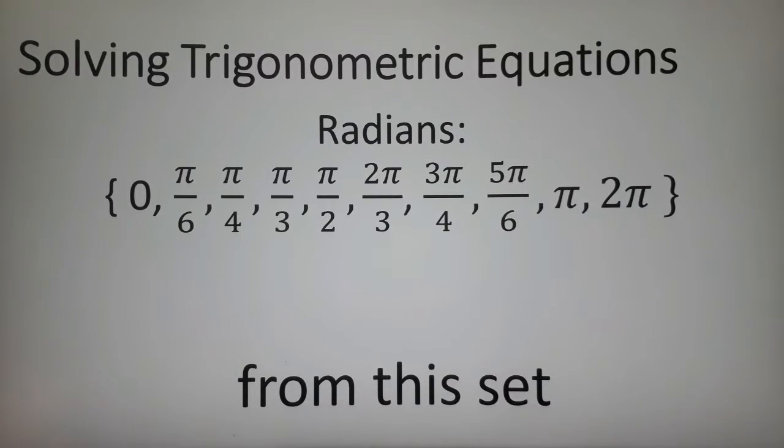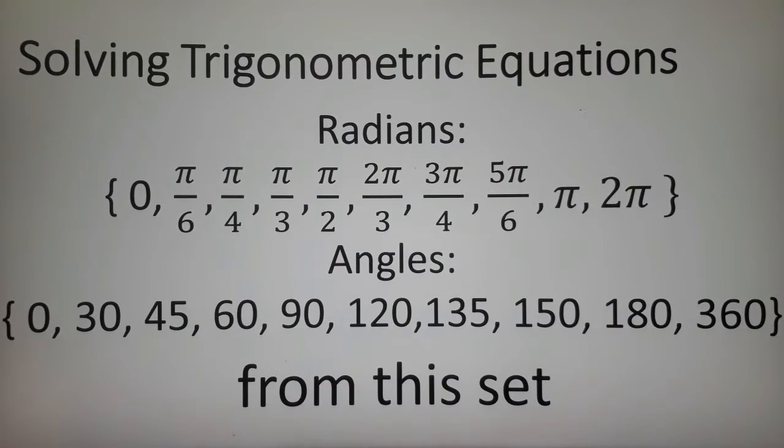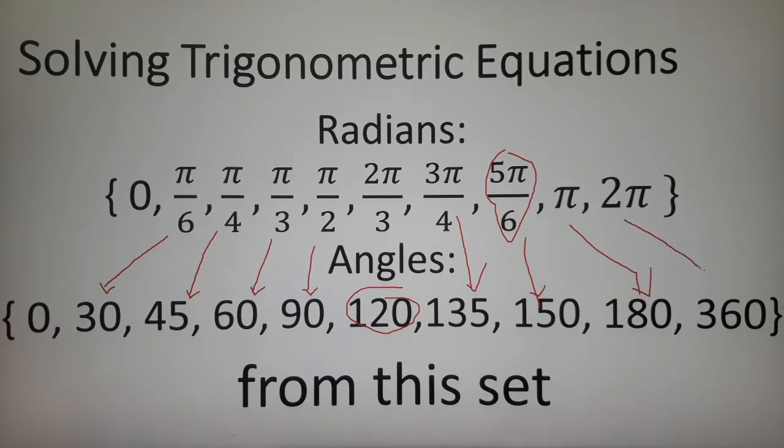Set of radians: 0, pi over 6, pi over 4, pi over 3, pi over 2, 2 pi over 3, 3 pi over 4, 5 pi over 6, pi, and 2 pi. Pi over 6 is 30 degrees, pi over 4 is 45 degrees, pi over 3 is 60 degrees, pi over 2 is 90 degrees, 2 pi over 3 is 120 degrees, 3 pi over 4 is 135 degrees, 5 pi over 6 is 150 degrees, pi is 180 degrees, and 2 pi is 360 degrees.